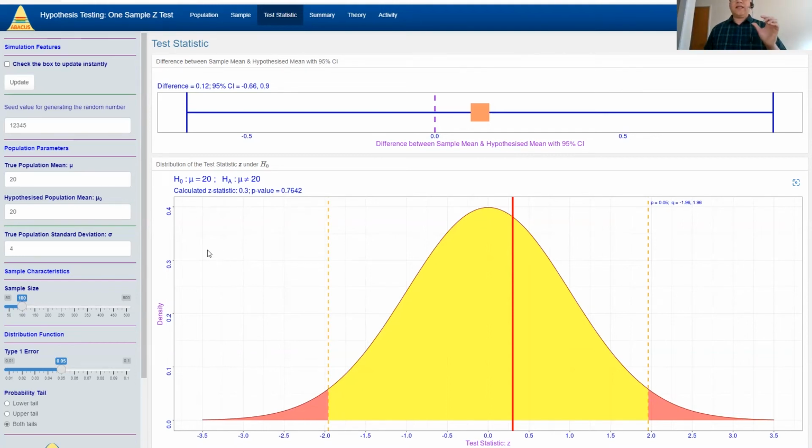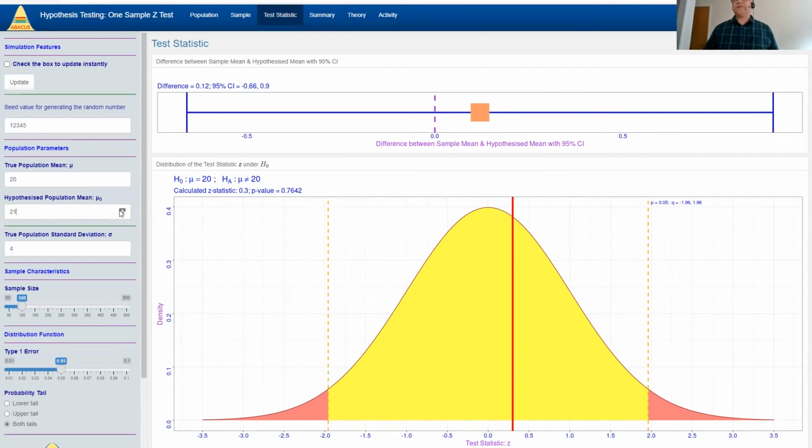So rather you should say we do not have evidence, or we do not reject the null hypothesis, or we cannot reject the null hypothesis. That's the proper statement rather than saying accepting the null hypothesis. So it should not say accepting null hypothesis.